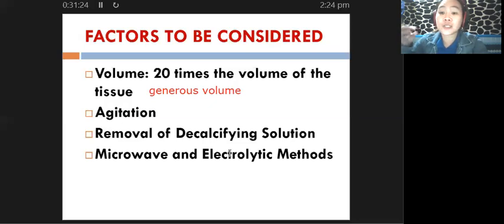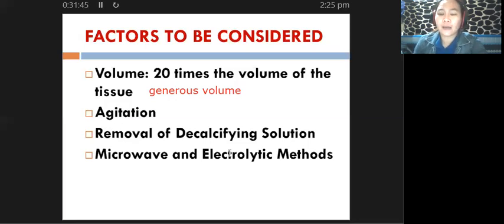We can introduce air bubbles into your solution. That is also a form of agitation. We can also make use of sonication or sound waves. Sonication has been incorporated in some of the machines that we use in histopath.